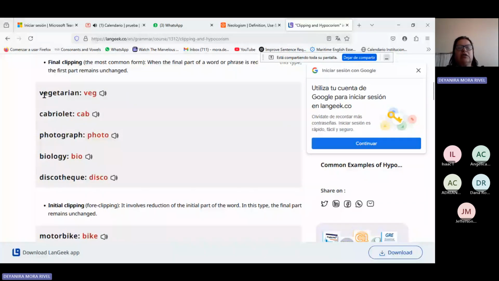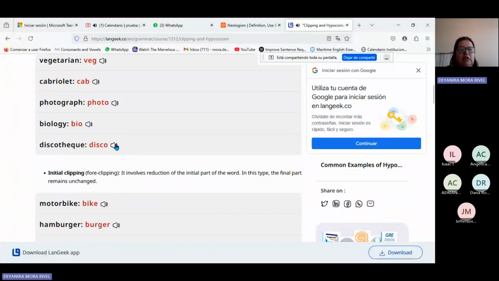So a vegetarian is called a veg. Vegetarian. Veg. Forget about this one because it's not American English. A photograph is called a photo. Photograph. Can you take a photo or a picture? Biology. Bio. Bio for biology. A discotheque, which is called a disco. Discotheque. Ustedes ya no son de esas cosas de discotecas, pero era la forma de entretenimiento de sus papás y abuelos.